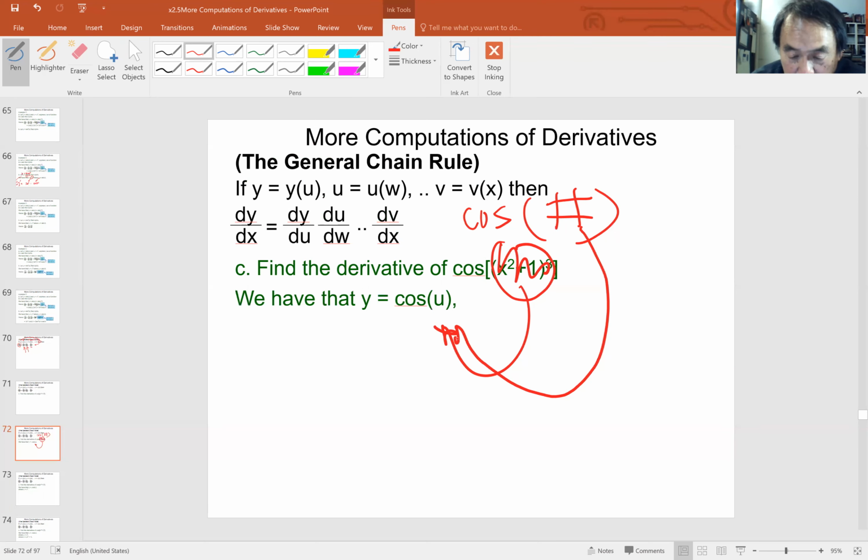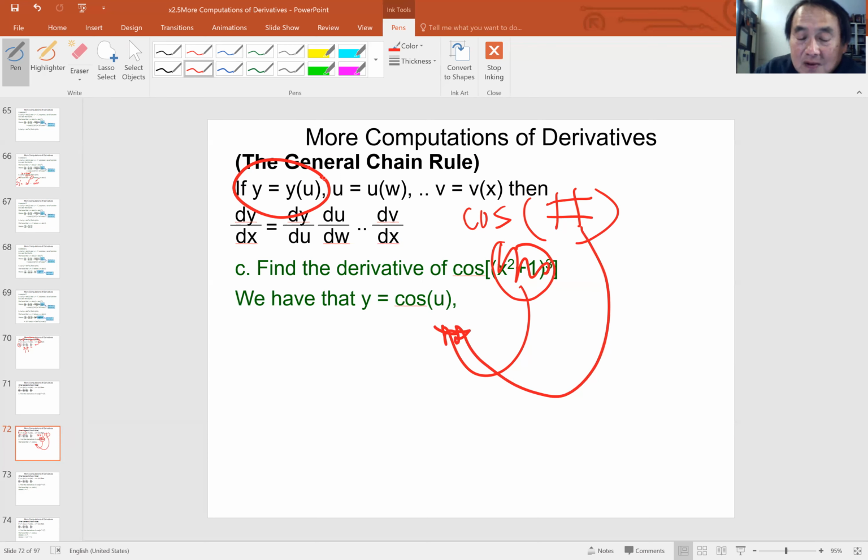Okay, so the way to set this up is we look at the last execution. The basic function for the last execution here is cosine x, so cosine u. Therefore I set y, the first one, to be cosine u.